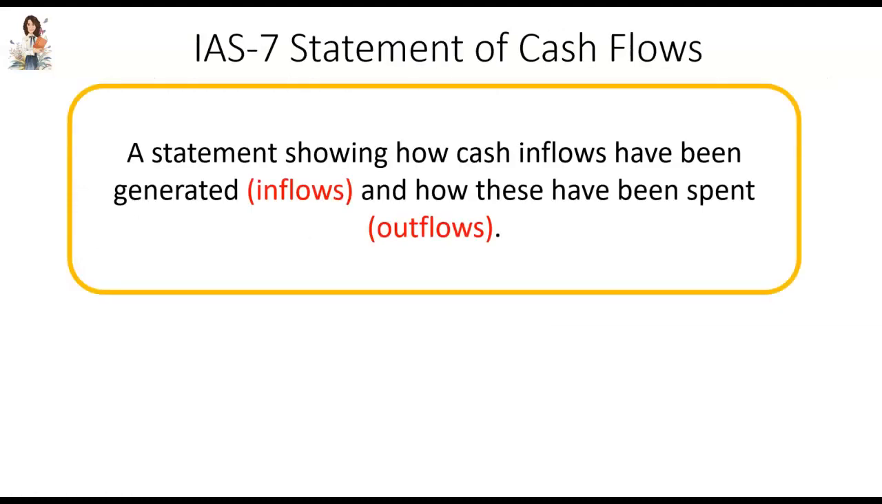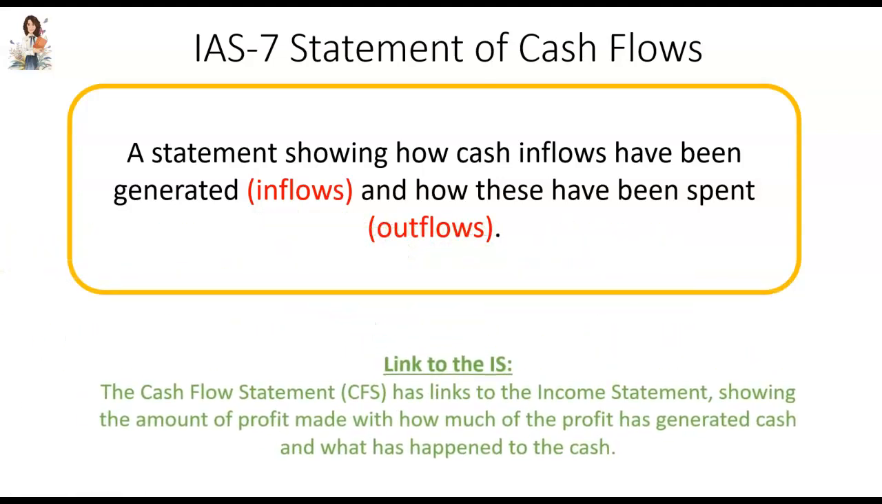The definition given to us by IAS 7 states that a cash flow statement is a statement which shows how cash inflows have been generated and how these have been spent. At this point, I would like to draw your attention to the link that the cash flow statement has to the income statement. The cash flow statement will use the profit derived from the income statement and show us how much of that profit has generated cash and what has happened to the cash during the year.